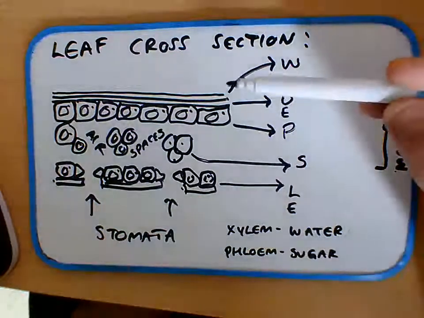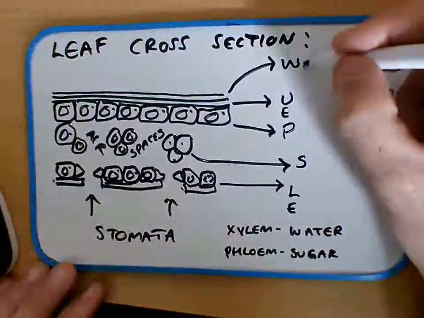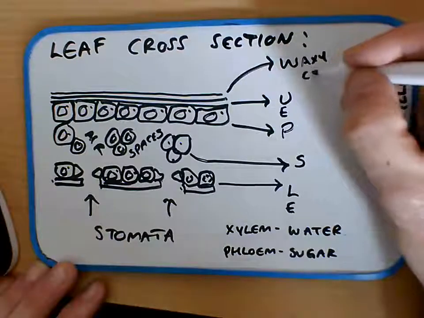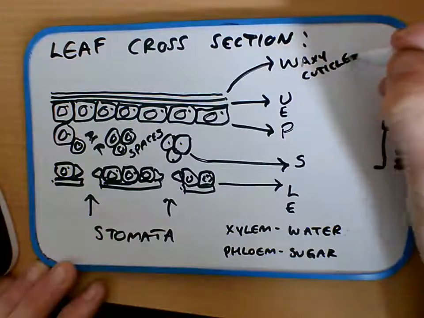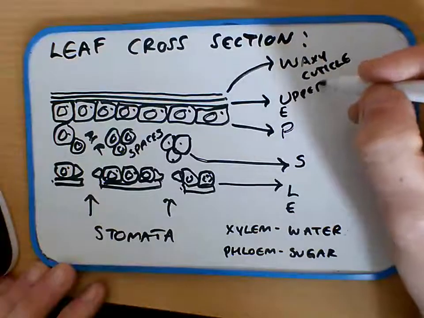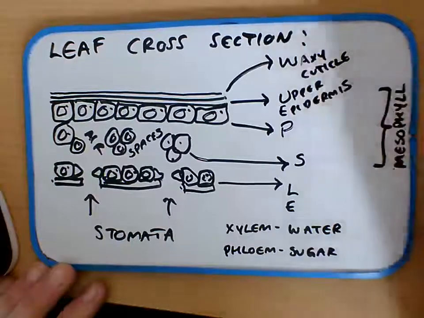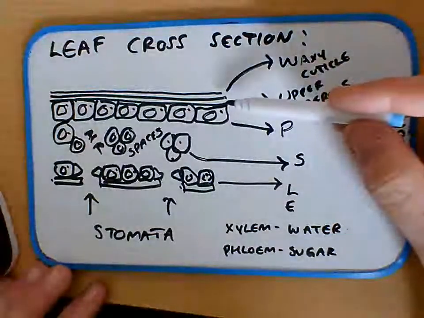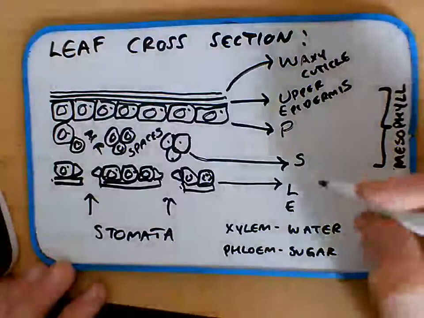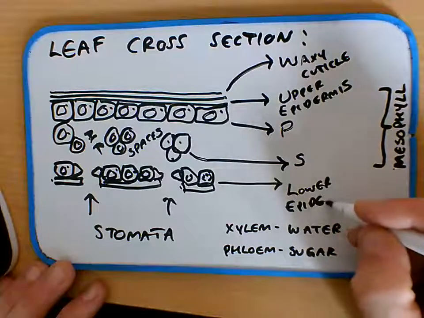Now we'll start at the top and we'll work our way down. So the very top layer of the leaf is called the waxy cuticle, or the waxy layer. We've then got what's called the upper epidermis. It's just like a very, very thin skin at the very, very top. And we actually do have a lower epidermis as well.